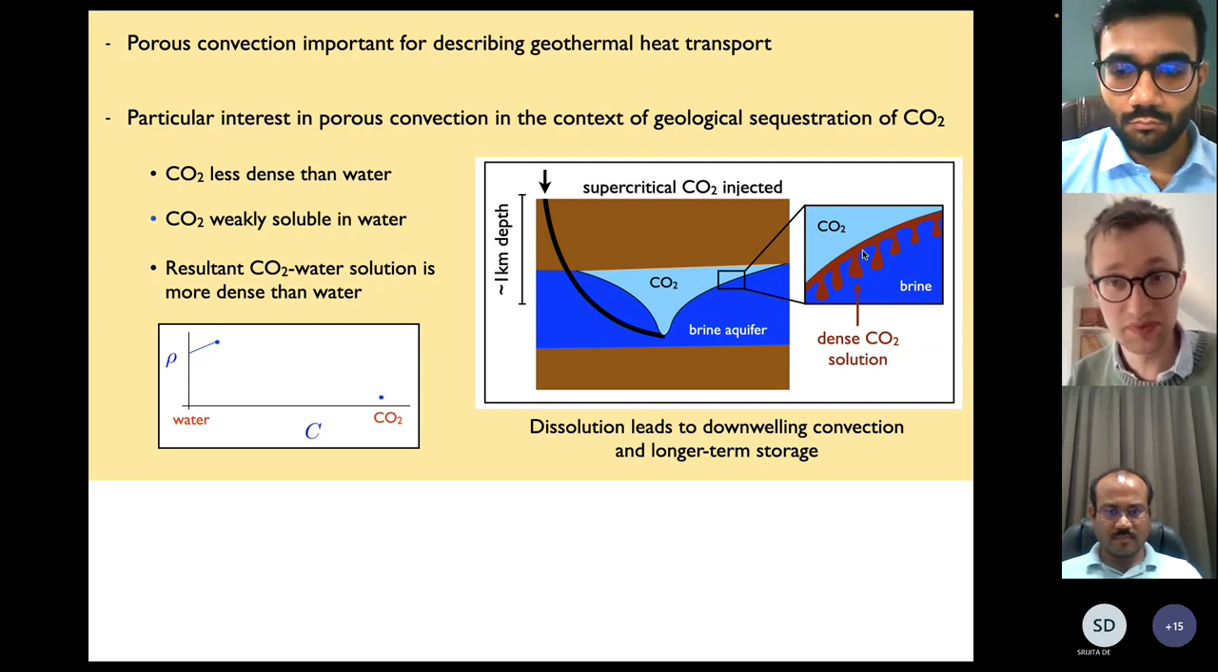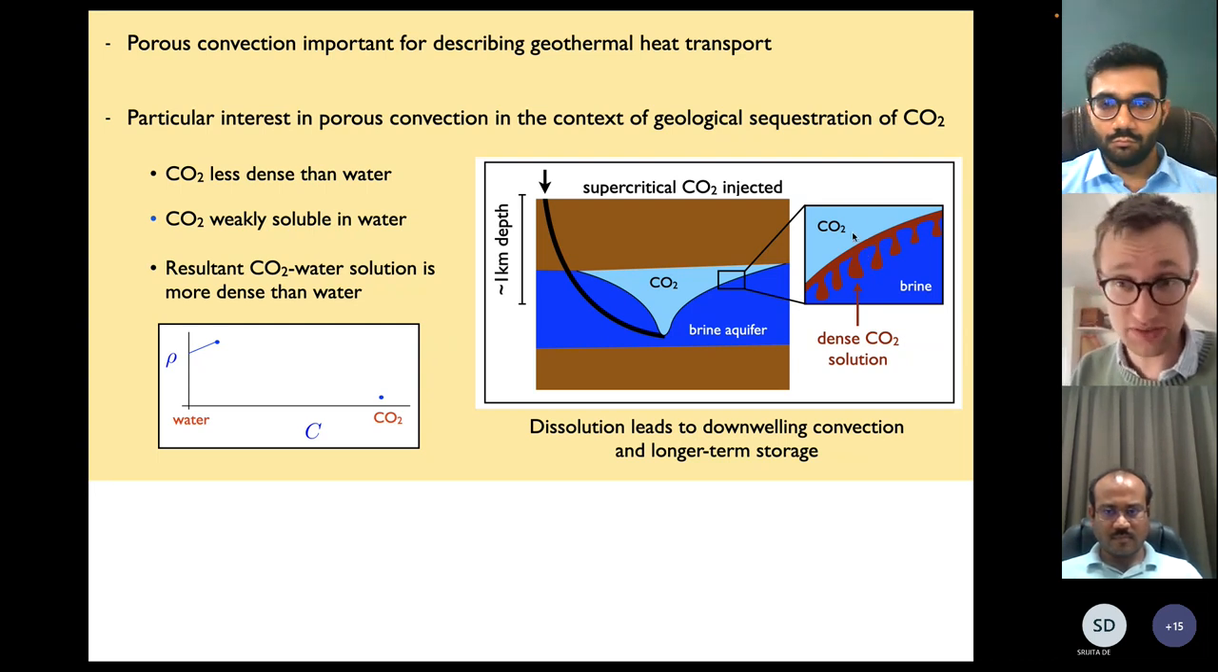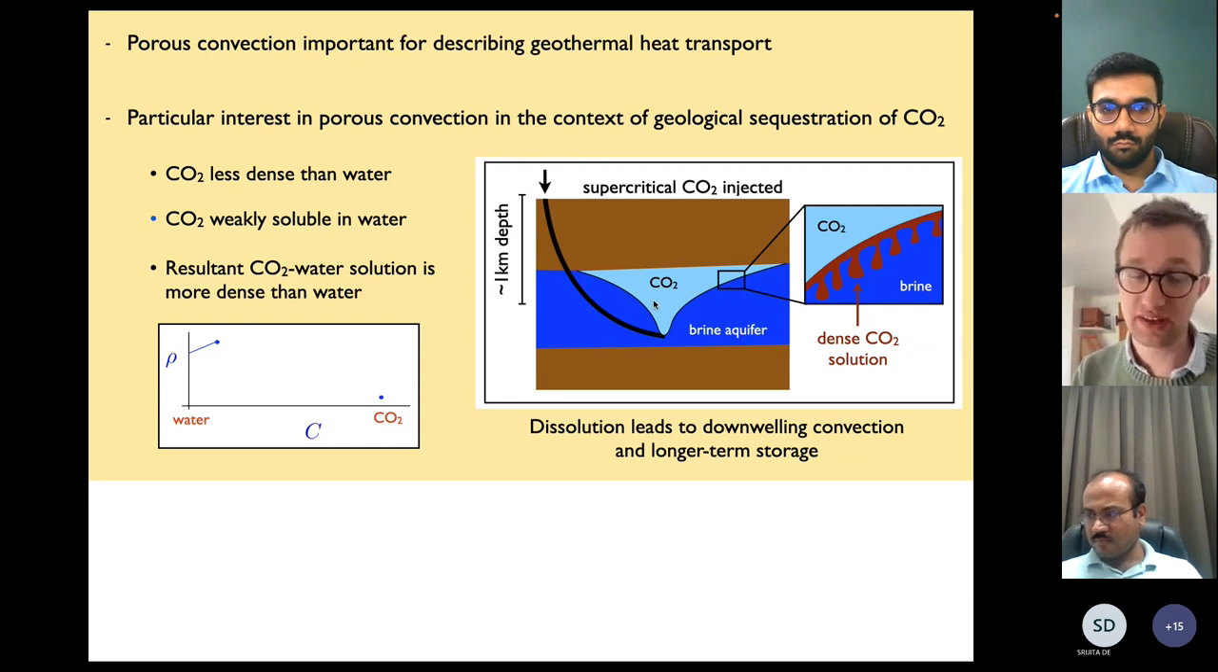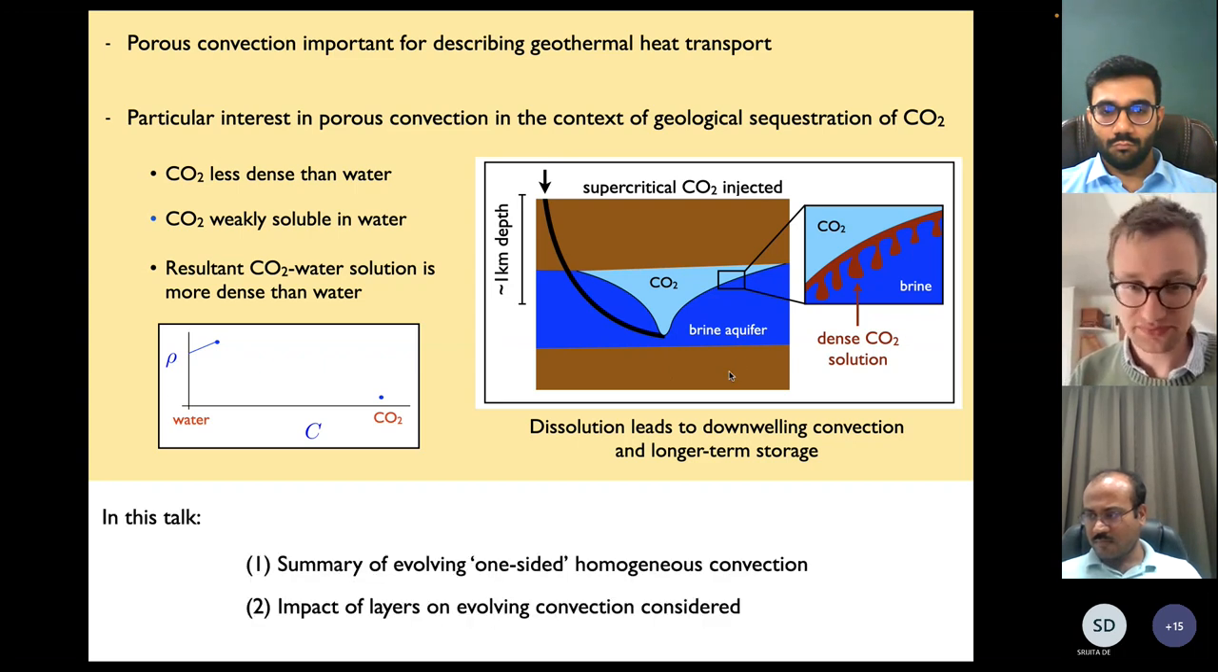That's a very interesting problem, mathematically very interesting because it has an evolving base state. Lots of people have thought about it. I'm not going to talk about that here. But I am going to talk about what happens in the longer term when you have this convection happening. What if there are layers in the aquifer? What do they do?